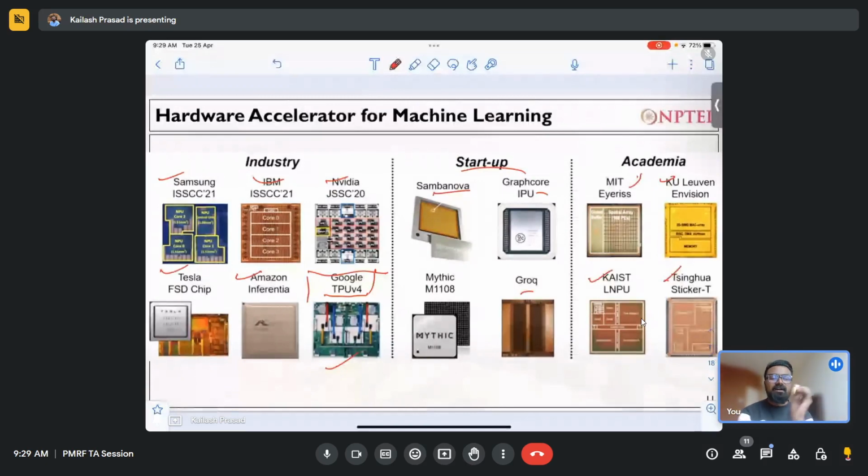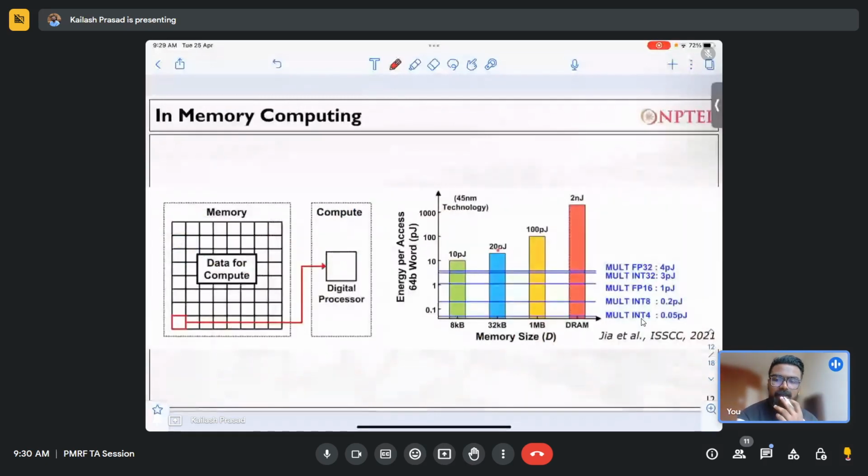Second is what we call in-memory computing. All the current computing systems, and this is my PhD research, right? One of the key topics in my PhD, hardware for machine learning, was again one of them, but this is the one I'm very close to. Every system you have has a processor and a memory. You will have an SD card, a RAM, a hard disk. All of these are memory, and then you will have a processor, right?